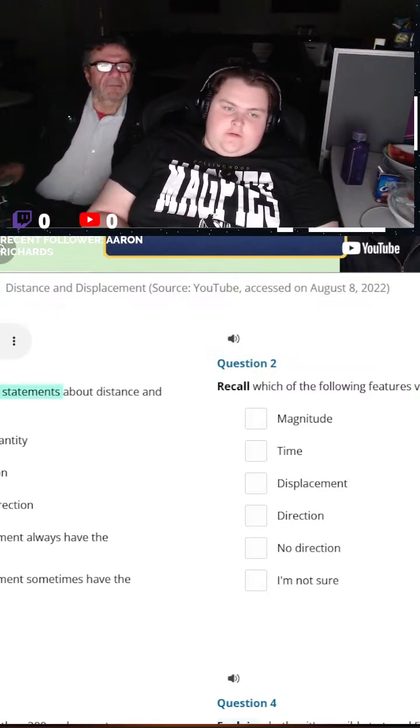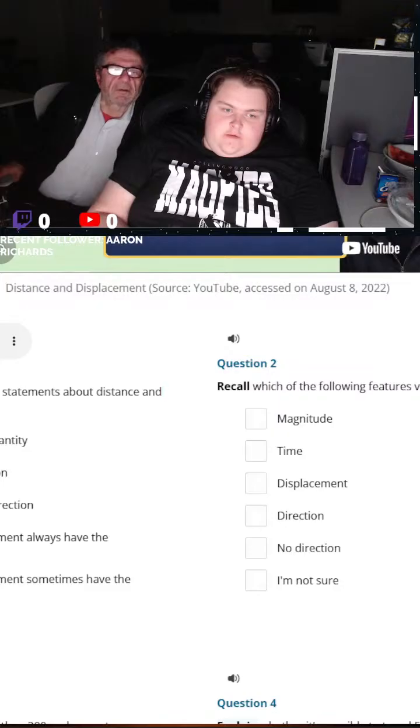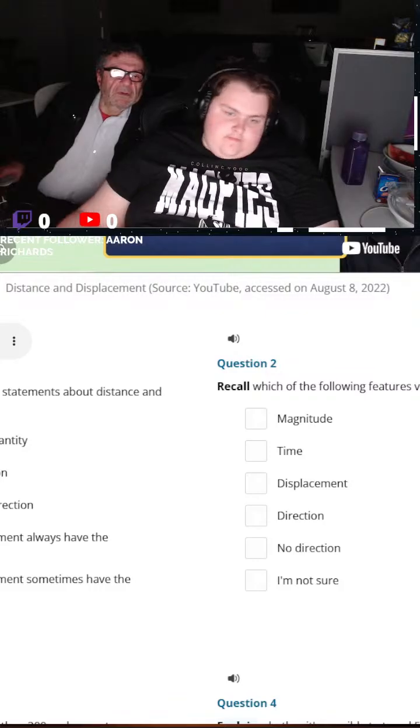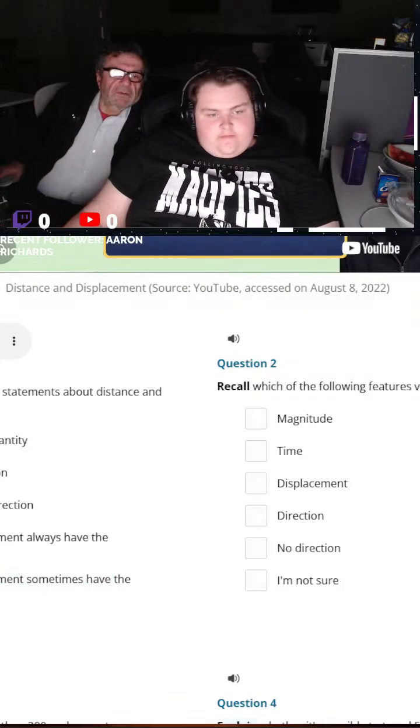Determine which of the following statements about distance and displacement are true. Distance is a scalar quantity. Distance has a direction. Displacement has a direction. Distance and displacement always have the same magnitude. Distance and displacement sometimes have the same magnitude.